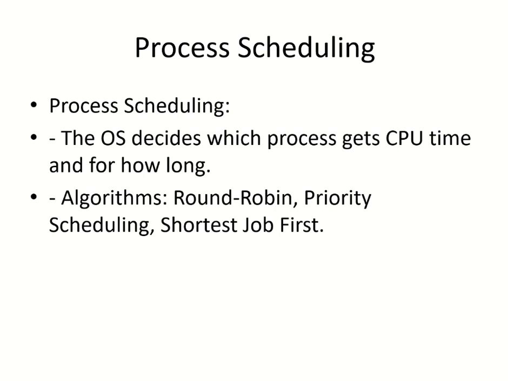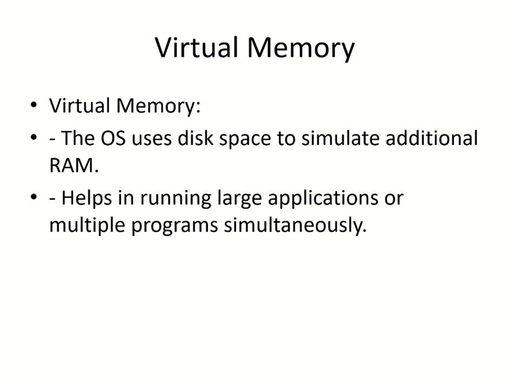Process scheduling. The OS decides which process gets CPU time and for how long. The algorithms used in process scheduling are round robin, priority scheduling, and shortest job first. Now, virtual memory. The OS uses disk space to simulate additional RAM. It helps in running large applications or multiple programs simultaneously.